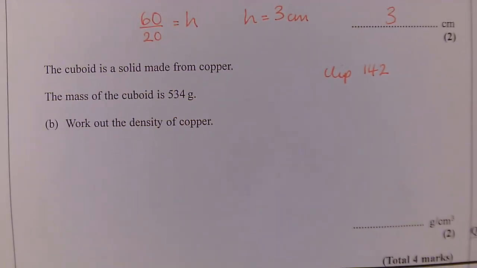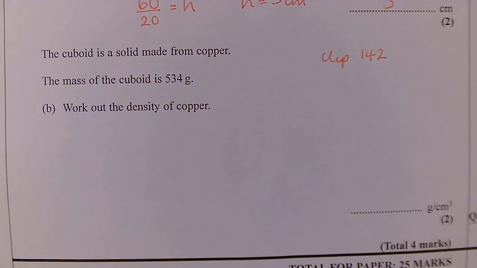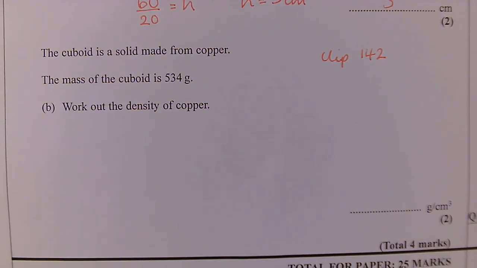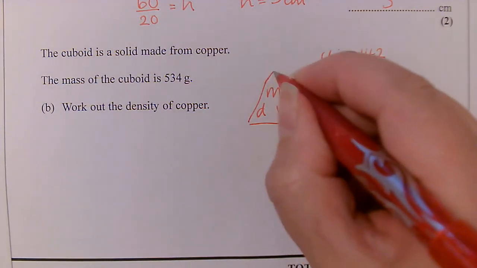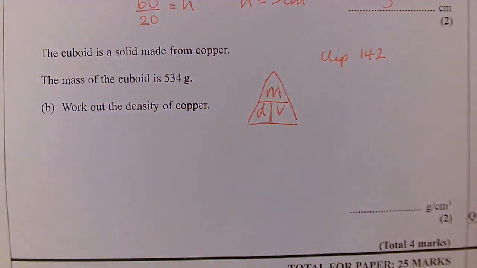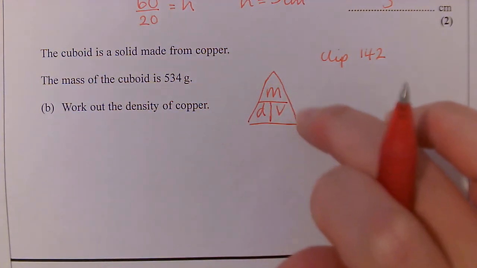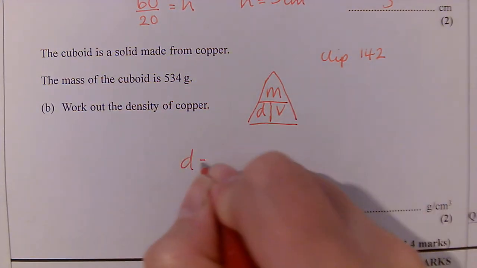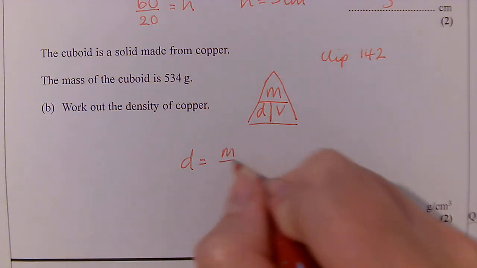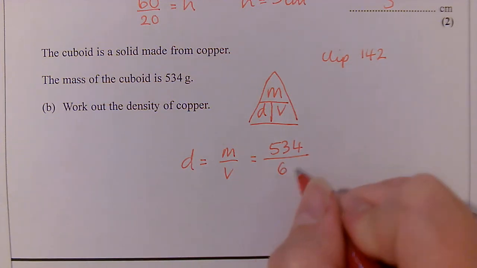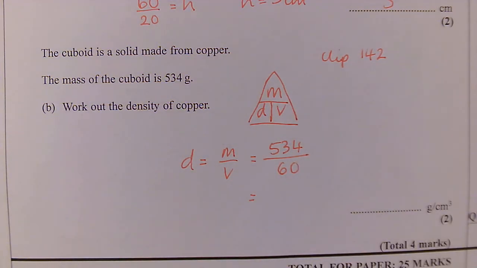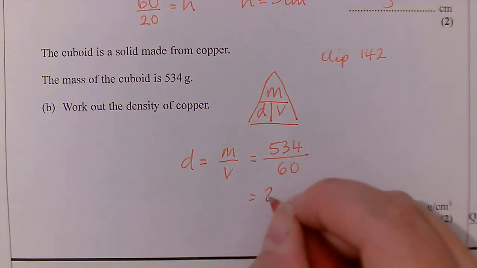And then the cuboid is made from copper, and the mass of the cuboid is 534 grams. Work out the density. So we need our mass, density, volume triangle here. So to work out the density, I need to do my mass divided by the volume. So we're doing the mass, which is 534, divided by the volume, which is 60. So I'm going to type that into my calculator. 534 divided by 60 to give me 8.9.